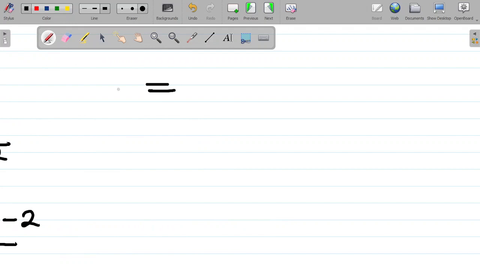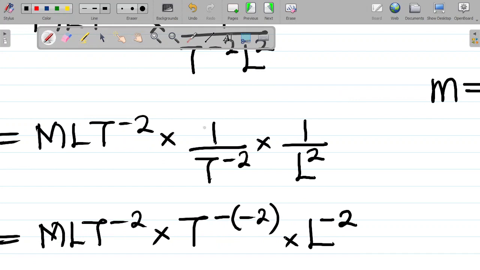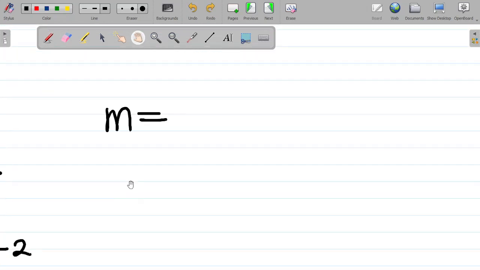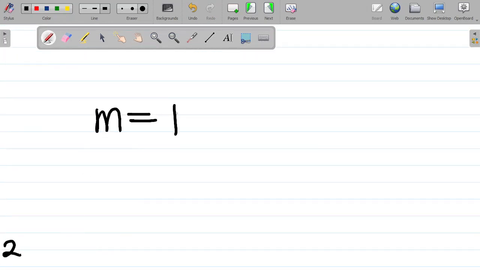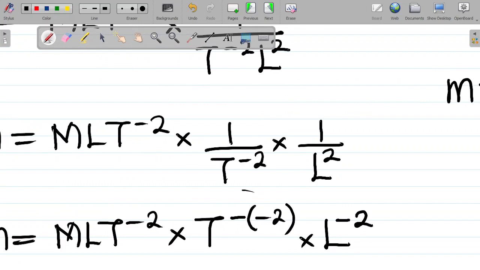m would be equal to... Now in simplifying this, we could choose to work with this t first. Let's work with this t first. So I would simply write out what I have here, which is m l t to power minus 2, multiplied by, next thing I have here, let's simplify this.